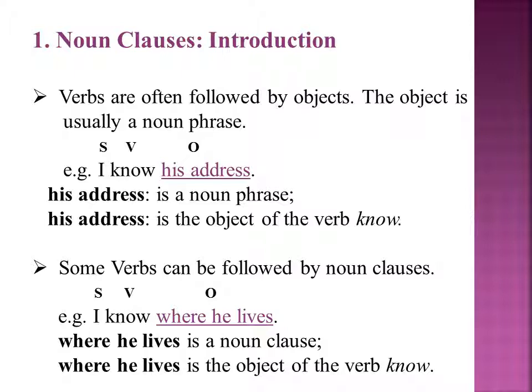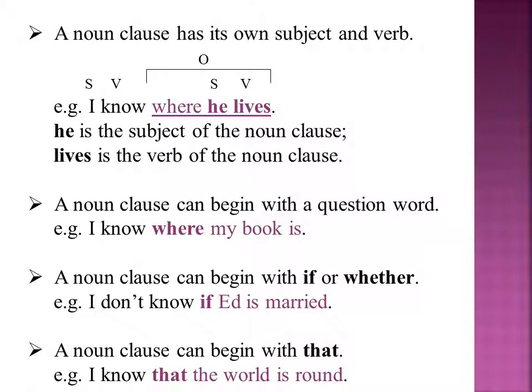Now some verbs can be followed by noun clauses. A clause is a group of related words and it contains a subject and a verb. The example, I know where he lives. Where he lives is a noun clause and it is the object of the verb know. A noun clause has its own subject and verb. Example, I know where he lives. We have the noun clause where he lives. He is the subject of it and lives is the verb of the noun clause.